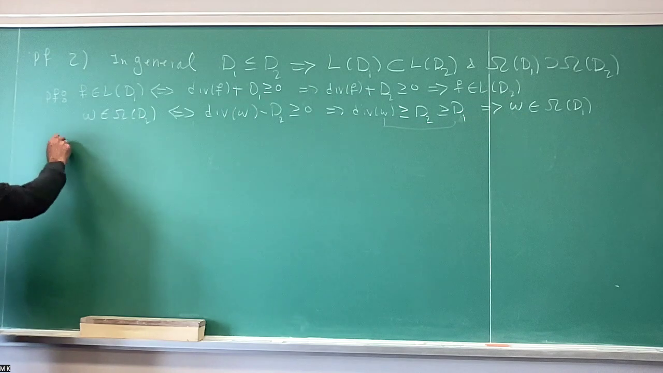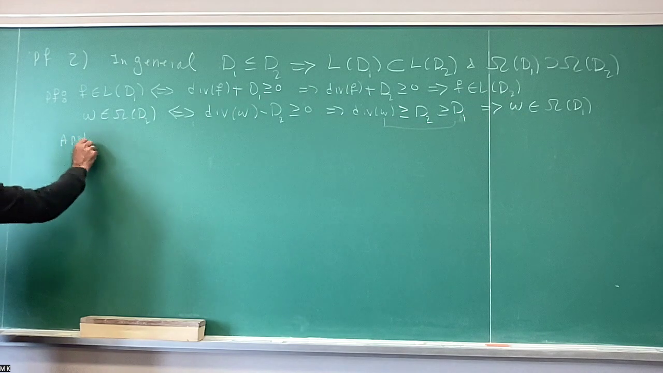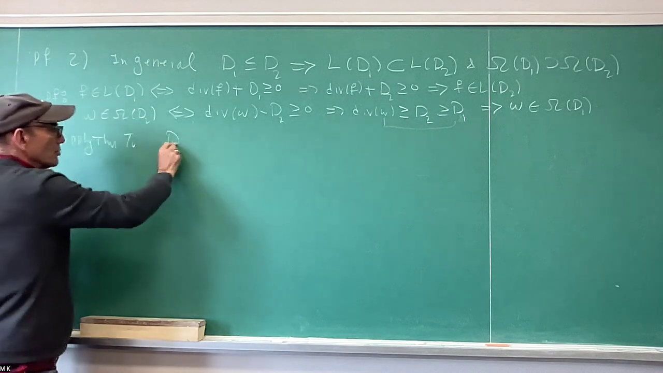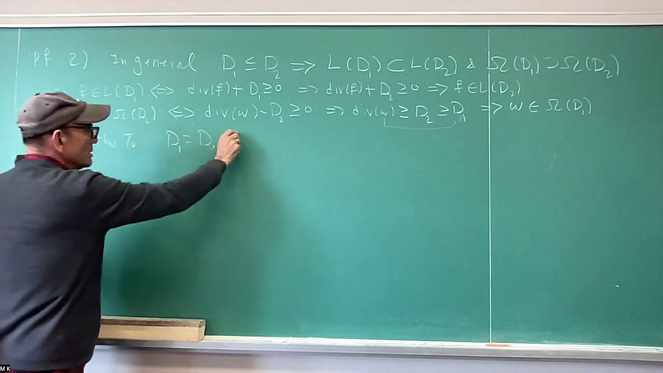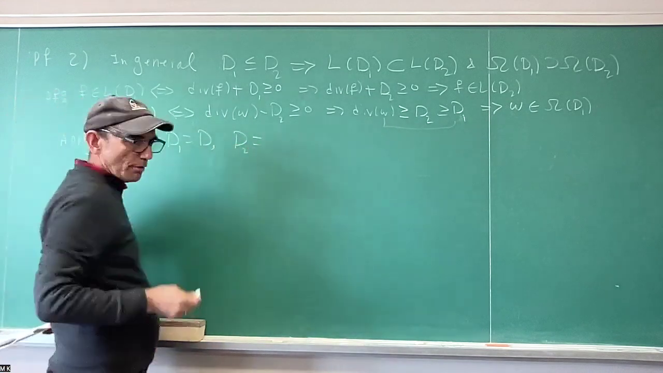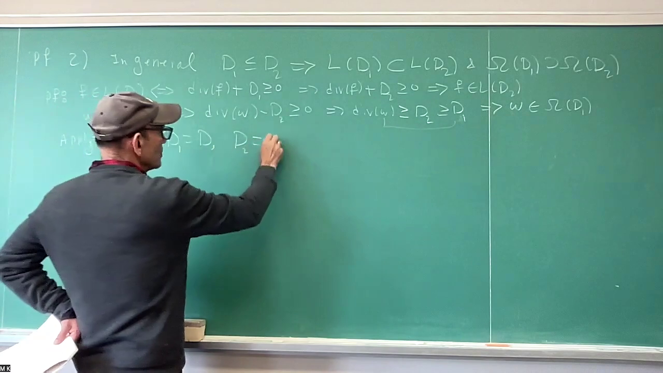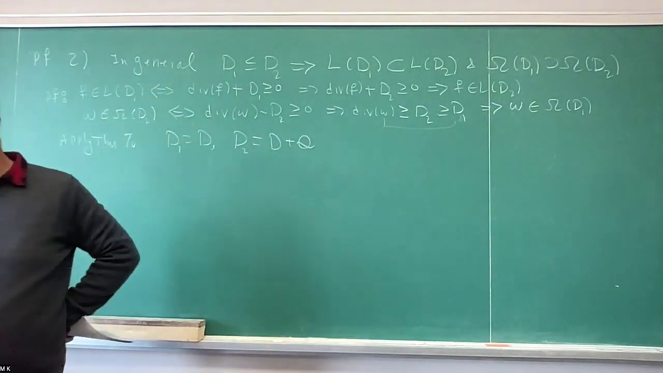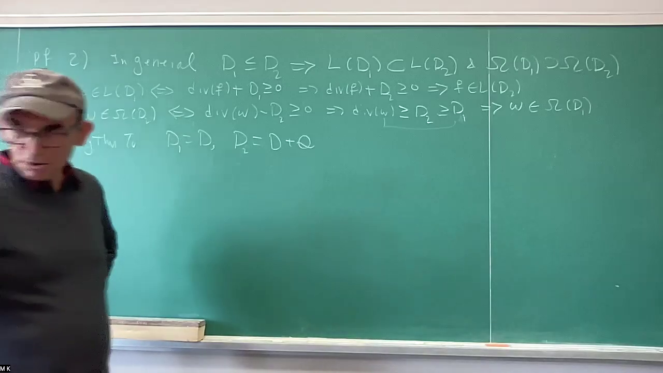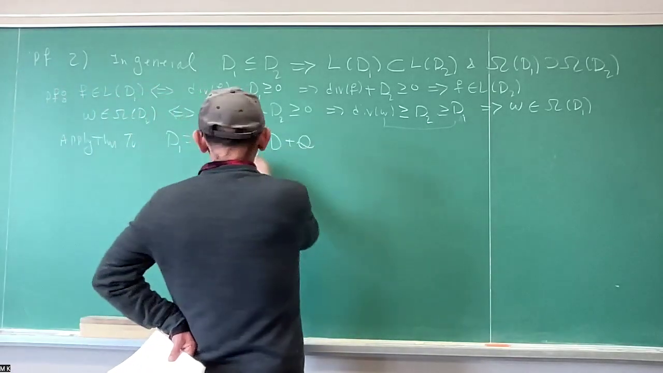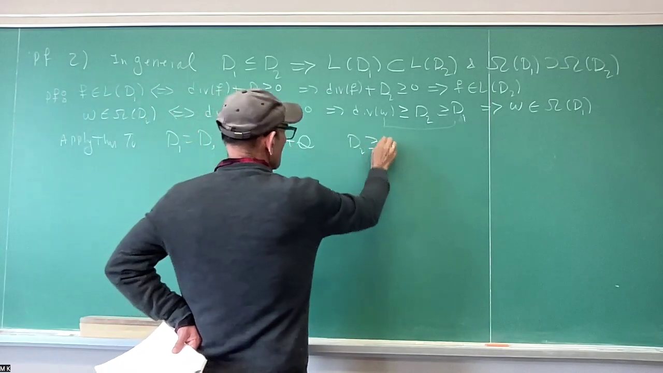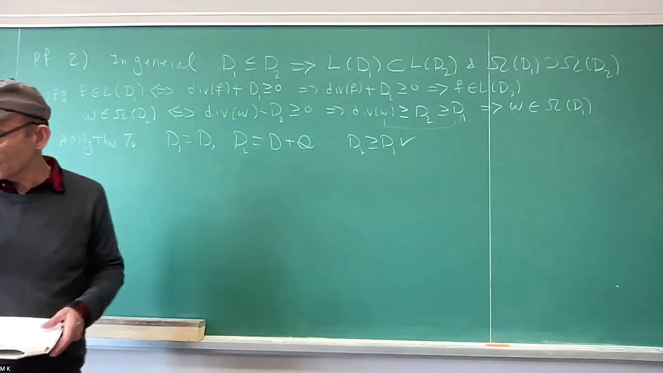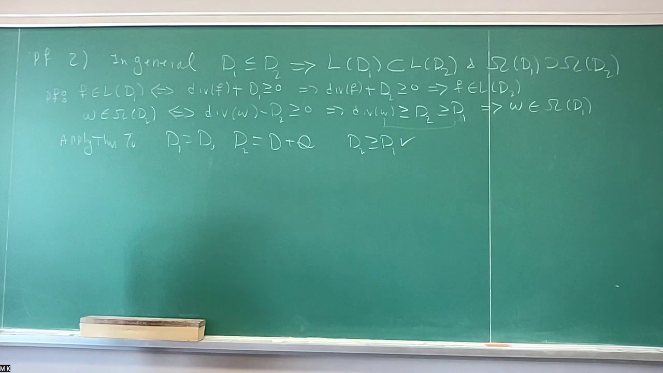So now apply this to D1 equal to D and D2 equal to D plus Q. But Q is the divisor of a point with weight 1, so obviously D2 is bigger than or equal to D1. If you do that, then you get the two things that we wanted to prove.